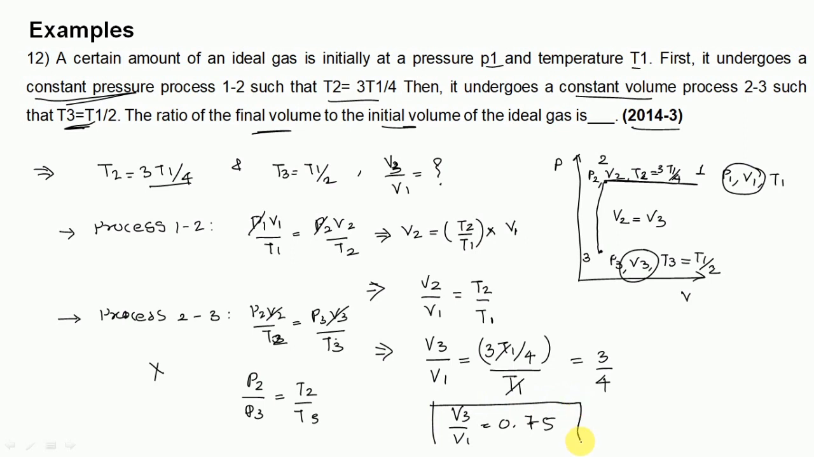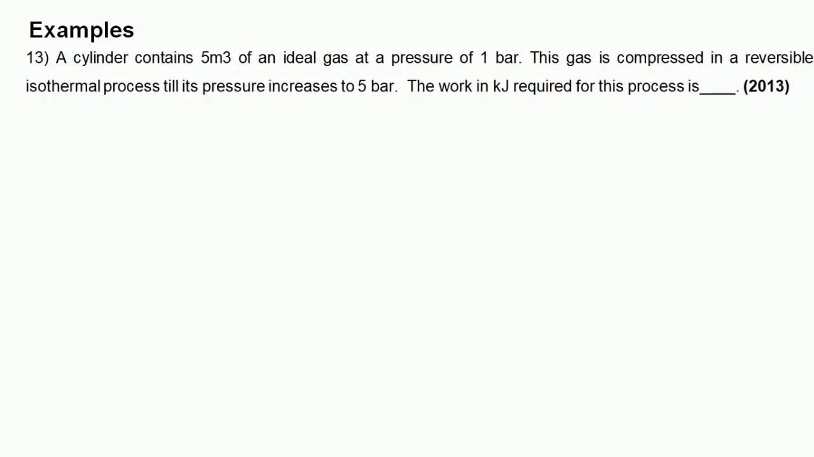So you can directly find the value from the pressure, volume relation using this equation, or you can go with the other one. You would need to find P2 and put this value over here, and then the process becomes very long. But here it is an easy method, so we can go with this and find the value. So its value V3 by V1 is 0.75. Okay, now the next example is from GATE 2013.